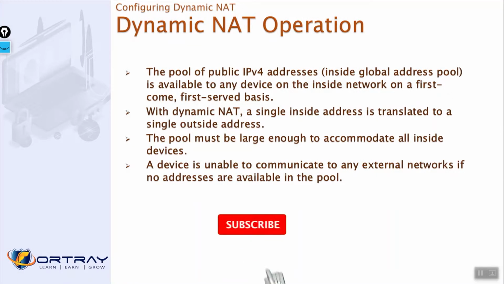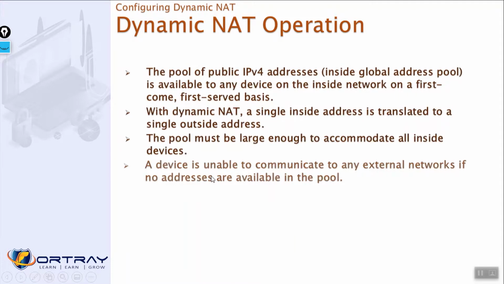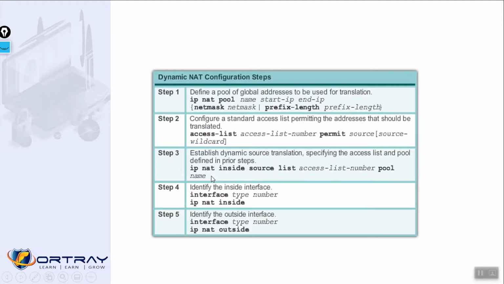Okay, dynamic NAT operation. All of the public IP addresses inside the global NAT are available for devices. In dynamic NAT, a single inside address maps to an outside address, and the pool must be large enough to accommodate them. Okay, so basically what is happening inside here, let me show you the diagram. So we configure the pool. Okay, we say this is the pool actually.